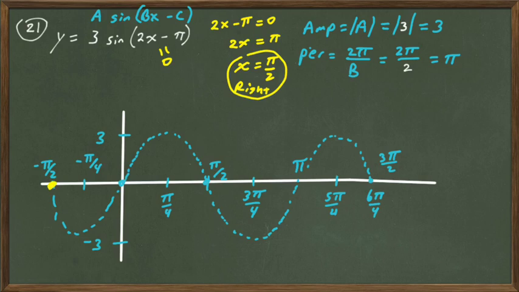Do you see this point right here? Move it pi over 2 to the right, where would it be? Take this, move it pi over 2 to the right. Take this one, move it pi over 2 to the right. Take this, and take this one. Take that one right there, move it pi over 2 to the right.